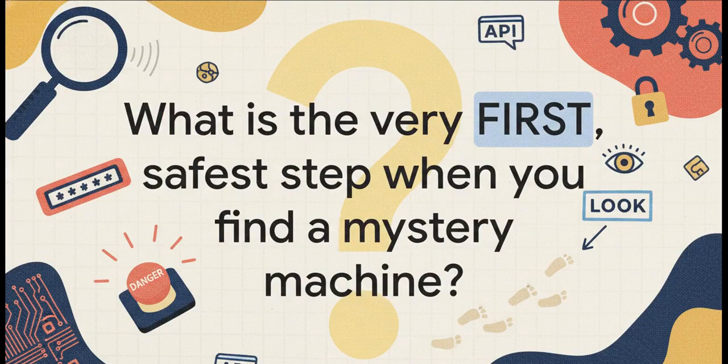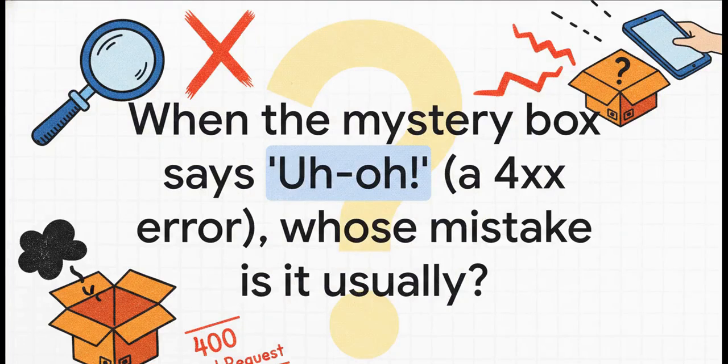Okay, first question. What is the very first, safest thing you should do when you find a mystery machine with lots of buttons? What do you think? The answer is just look. You always want to use the Look First button to gather clues without changing anything. Awesome job! Here's the next question.